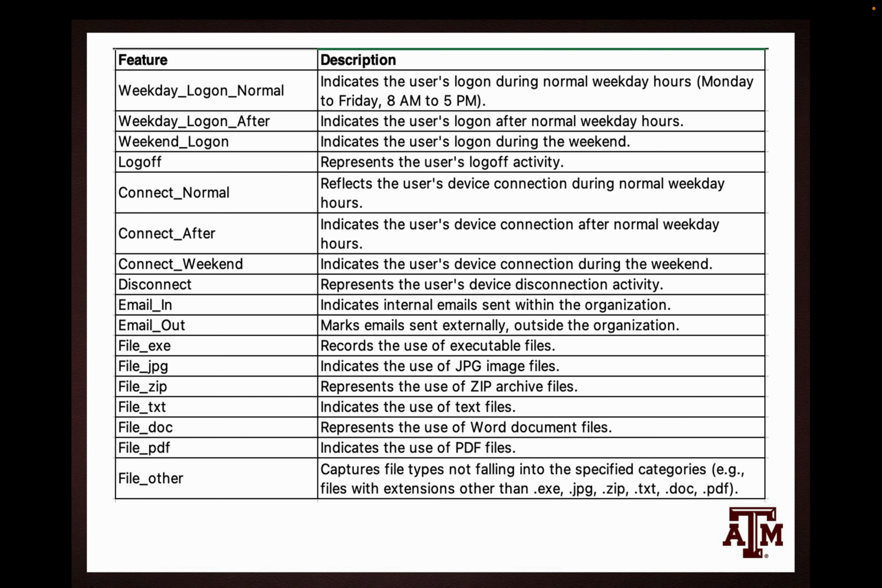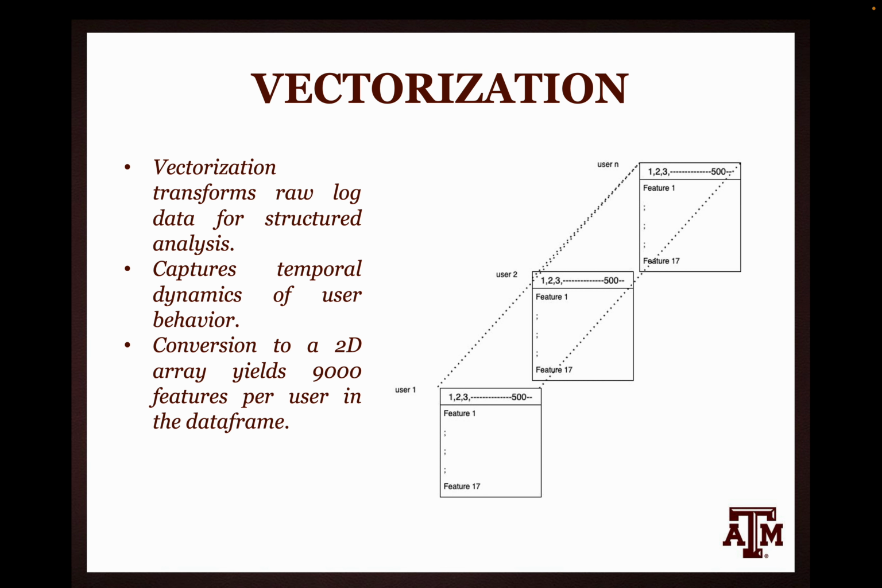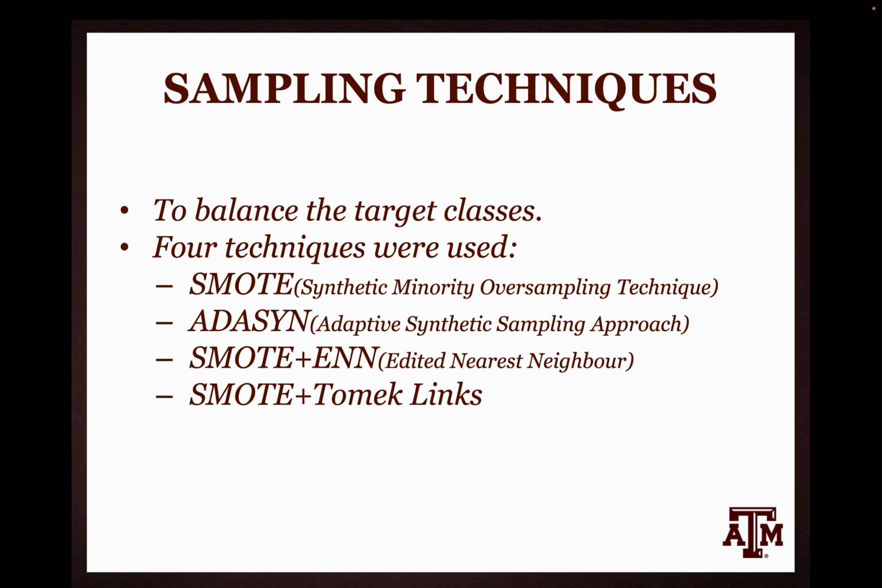We took all these 17 features into consideration and then proceeded to vectorization, where we created a 3D array. For every user, we created a 2D array with the 17 features as the rows and the number of days the user worked as columns. We later converted it into a 1D array, which yields us 9000 features per user in the dataset.